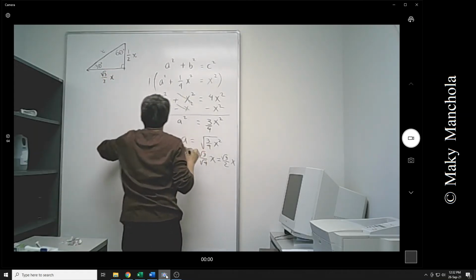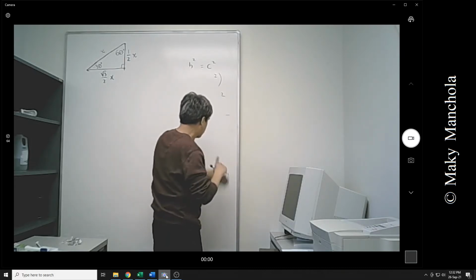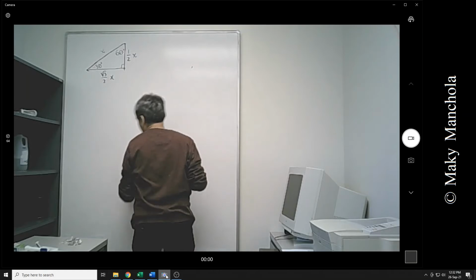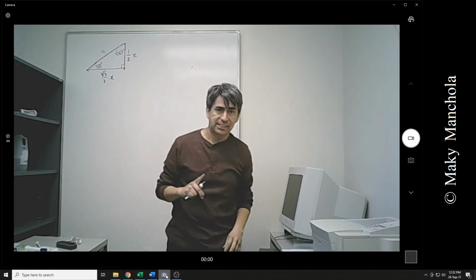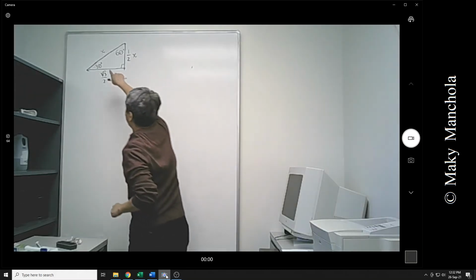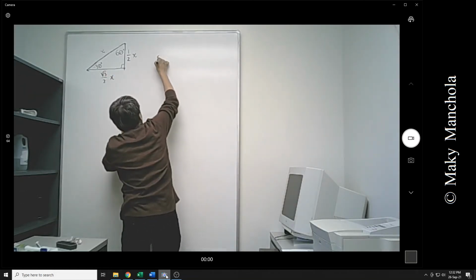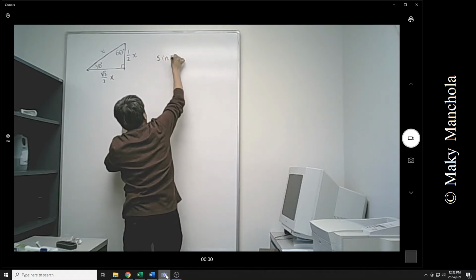Okay, now let's observe that with this triangle, we can now find the 6 trig ratios of the angle 30 degrees. So let's begin with sine of 30 degrees. What is sine of 30 degrees?